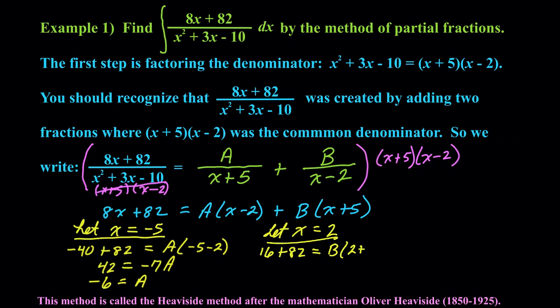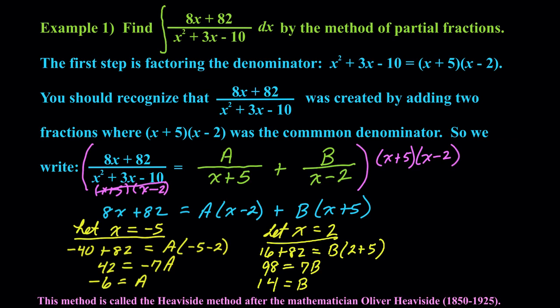I'm sorry, let me back up for a second. It's going to equal 2 plus 5. So 98 will equal 7b. Dividing by 7 will give us b is equal to 14.